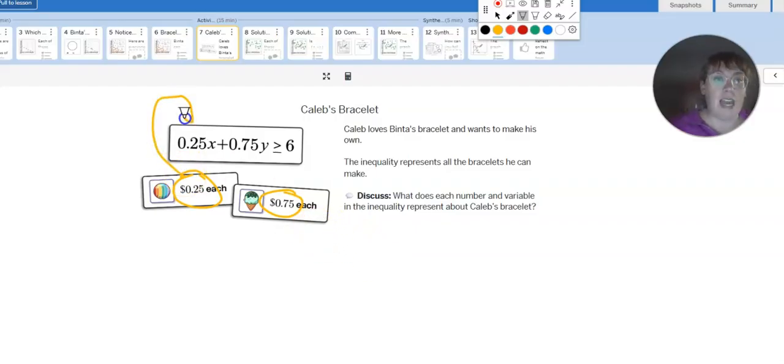So we see this is adding up the price of all of the rainbow buttons, and this is getting the price of all the ice cream buttons. And when you add them together, it can be greater than or equal to 6. So Caleb can spend $6 or more. Caleb is open to spending more than $6 as well on a bracelet.